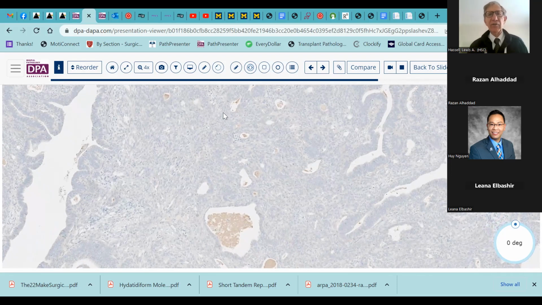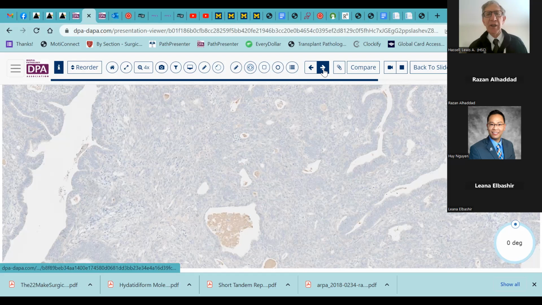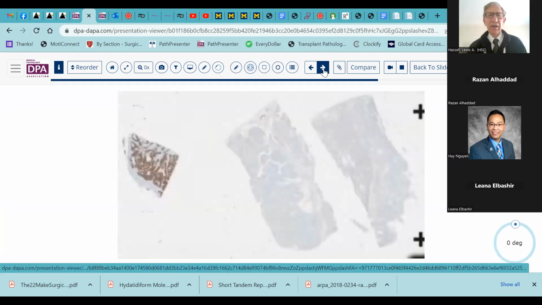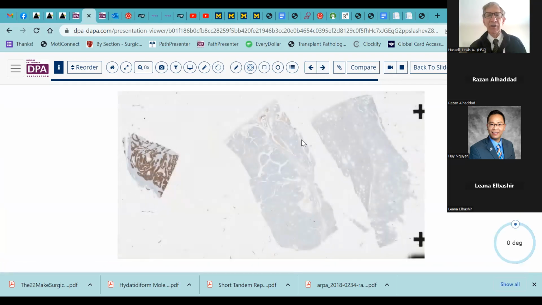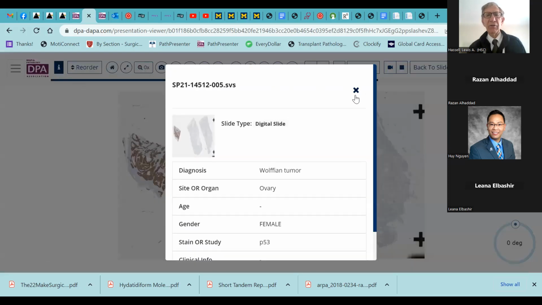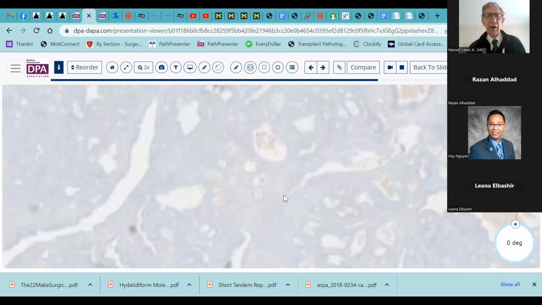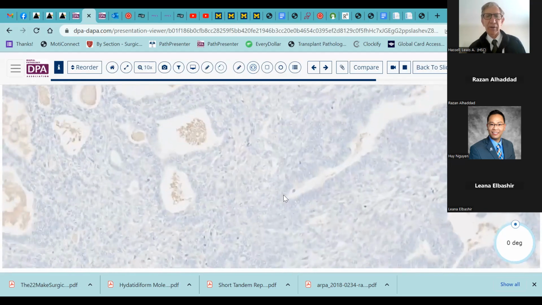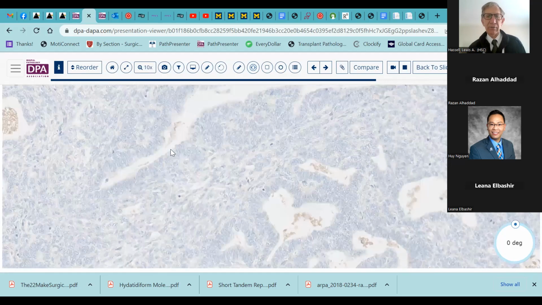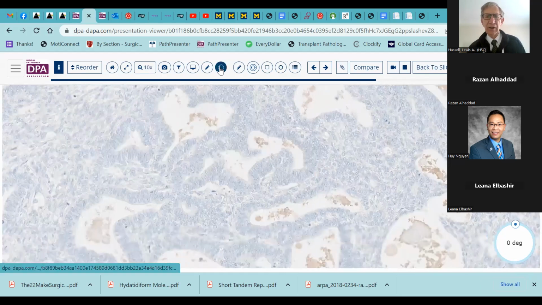So where does this leave us? Well, as you probably guessed, this is a female adnexal tumor resembling, or of probable Wolffian origin. And here's one additional stain here. This is our P53, which shows a nice wild type pattern in these cells. Well, it's not staining very well.